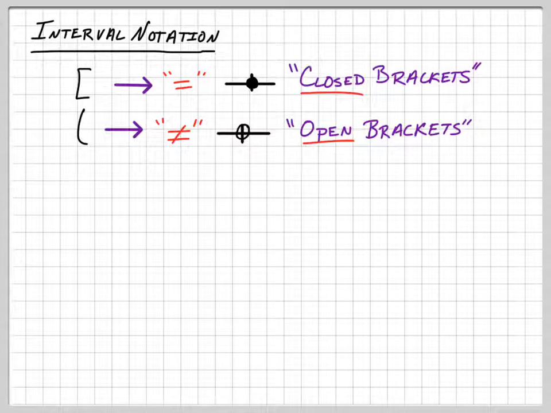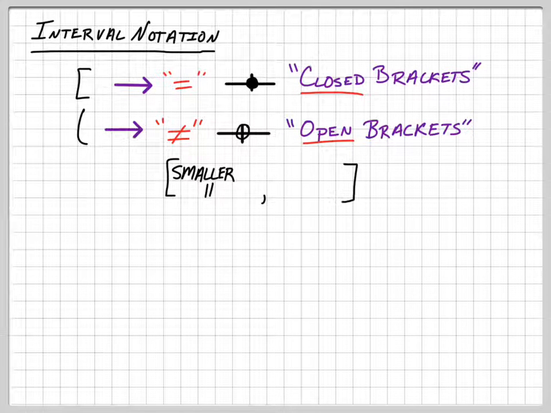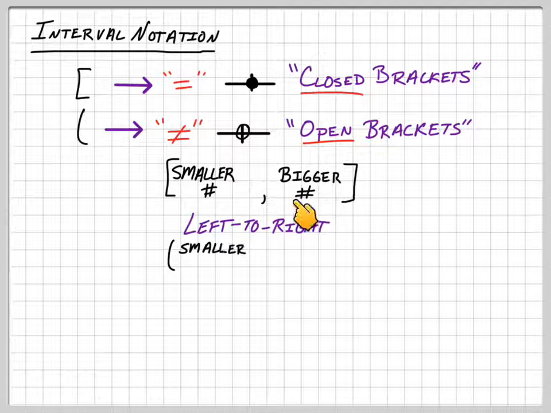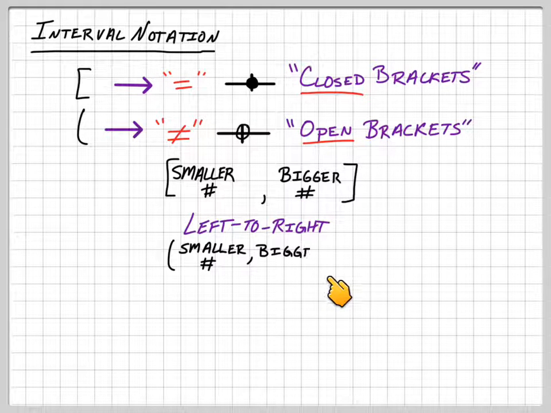Okay, so when we construct these things, we read them from left to right. So it's always smaller number on the left, bigger number on the right. So left to right always. Whether it's two closed brackets, two open parentheses, or you could have a combination of the two. So you could have one open, one closed, right? Either way, you could have a combination.